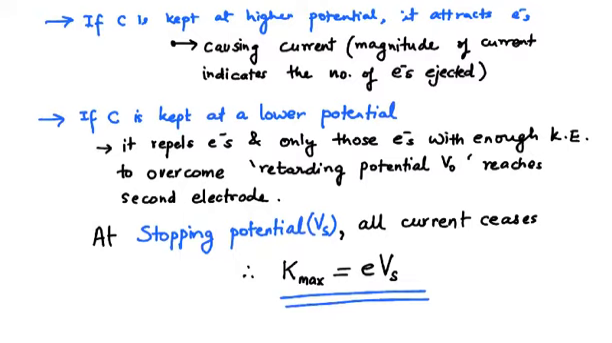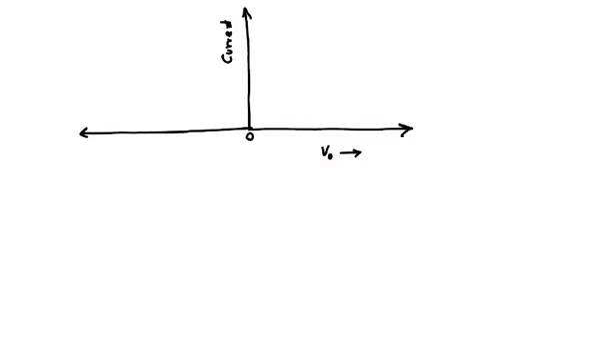So as the potential difference in the circuit reaches this stopping potential Vs, even the most energetic photoelectrons do not have enough kinetic energy to reach plate C, or the collector. So at that point this Kmax is equal to eVs. Graphically, if I now plot current, or photocurrent, in the circuit as a function of retarding potential, it will look like this.